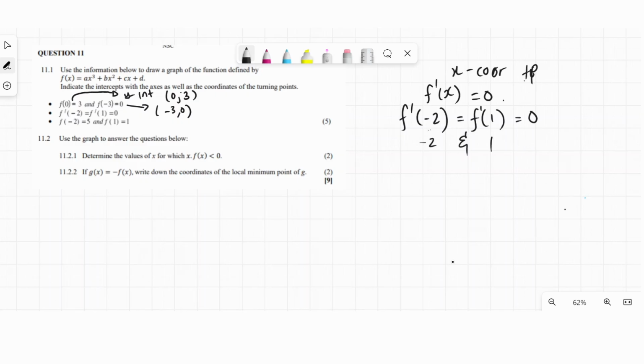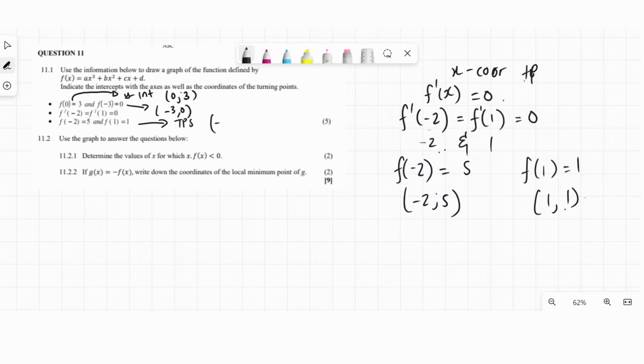Then the next information tells us that f(-2), which is the x value of the turning point, is equal to 5. So the first turning point is (-2, 5). And f(1) = 1, which is the second turning point, (1, 1). So the turning points are (-2, 5) and (1, 1), and now we can draw the graph.